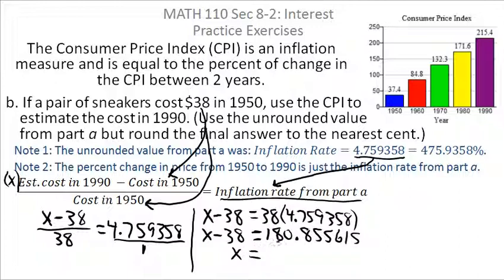And then if I add 38 to both sides, I'll have X. So I want to add 38 to 180, and again, I just do that on the calculator. I've already got the 180 in there, so I just say plus 38 equals, and I'll end up with $218. And they said to round it off to the nearest cent. That 5 is the nearest cent. That 5 is going to make it go up to a 6, so it's going to be 86 cents. So based on the CPI in that chart, a $38 pair of sneakers in 1950, you would expect them to cost around $218.86 in 1990.